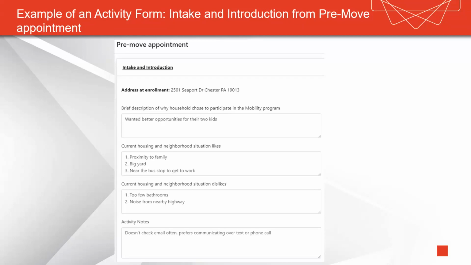And then all the activities have a general box at the bottom, activity notes, for anything that didn't fit in any of the other boxes. And that activity notes field is going to be really accessible to you on the household report. So anything that you want to make top of mind, you can put in that activity note box there.